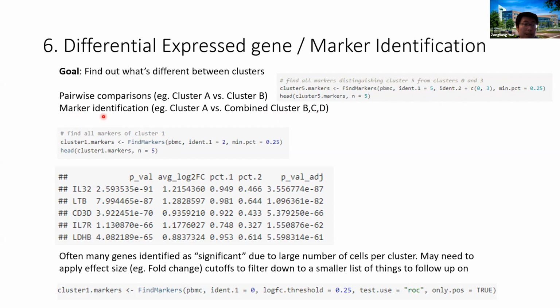You can also do marker identification using one versus the rest, where you don't need to give the identification called ident.2, so it will automatically give one versus the others. After you run that, you can view the results with the command head, like the top 5 markers here. You will also see attributes like p-value, adjusted p-value, and average log2 fold change, along with the position of these genes in the 2D dimension.